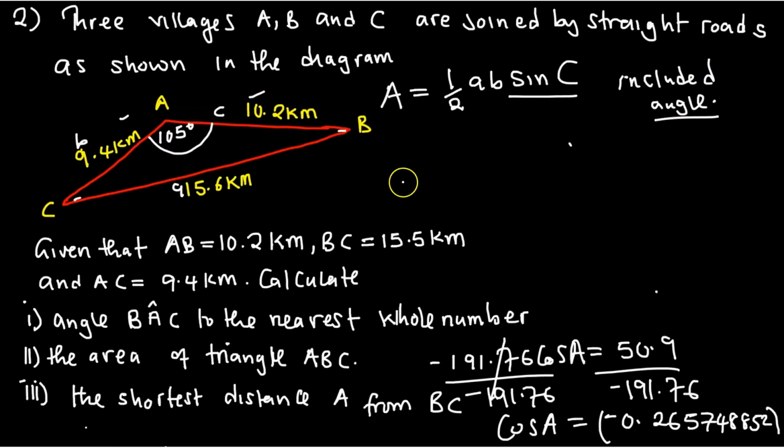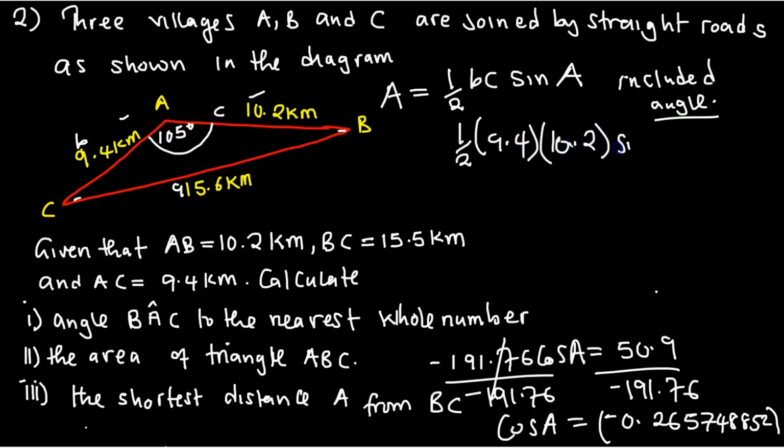So we are going to use C and B. This angle is A, so sine A, since we are using the angle A. Alright, so let us multiply now. What is our B? Our B is 9.4. Then what is our C? Our C is 10.2. Then sine 105.